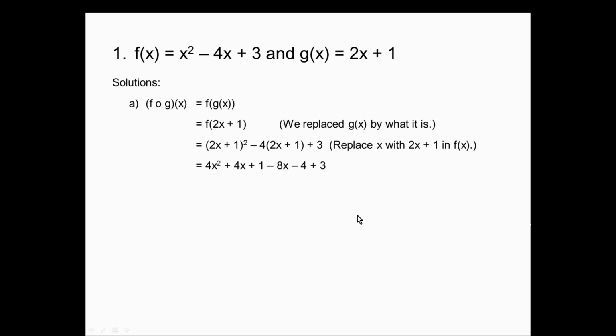I now combine some terms. Okay, 4x minus 8x will combine, and 1 minus 4 plus 3 will combine. 4x squared combines with nobody. So I have 4x squared. And then when I combine the x terms, I get minus 4x. And when I combine the constant terms, I get 0. So I'm going to have 4x squared minus 4x. Don't factor it. Remember, you do not factor when you're evaluating functions.